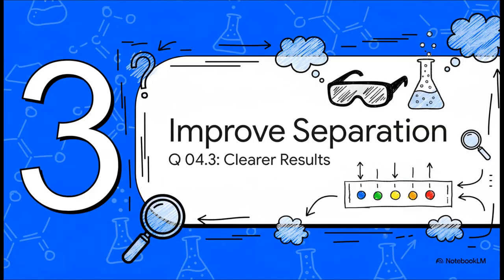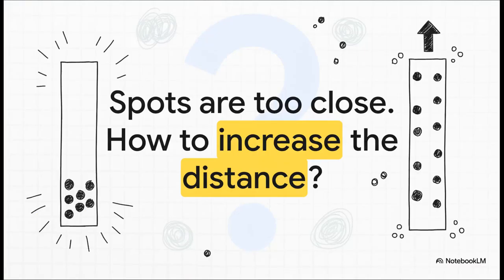All right, section 3. This is where we get to put on our scientist's hat. The experiment worked, but the results could be better. So how do we improve the separation and get a clearer picture? Yeah, if you look back at that chromatogram, you'll see the yellow and blue spots are kind of bunched up. For a really good analysis, you want those spots spread out. So the question is, how do we make that happen? How do we increase the gap between them?